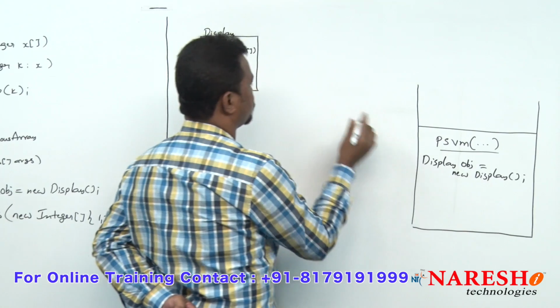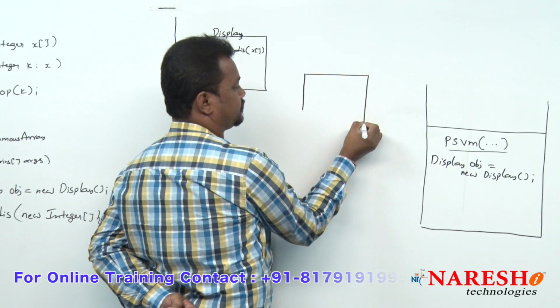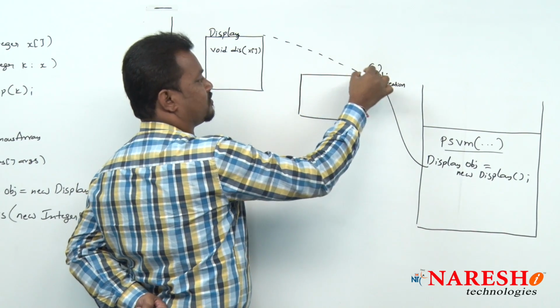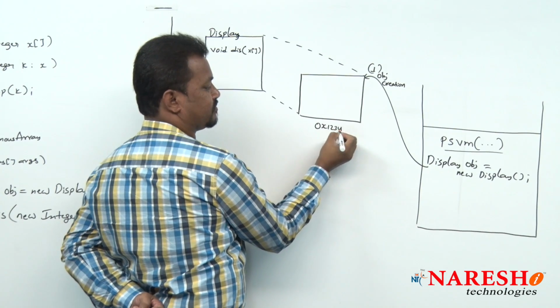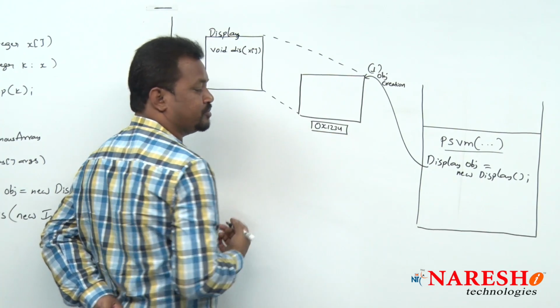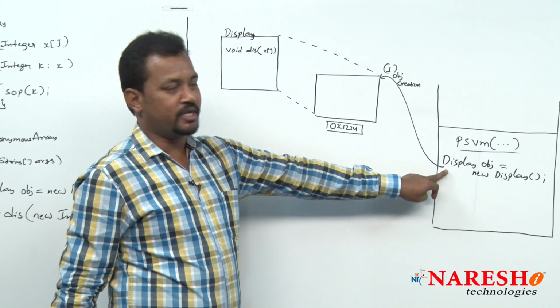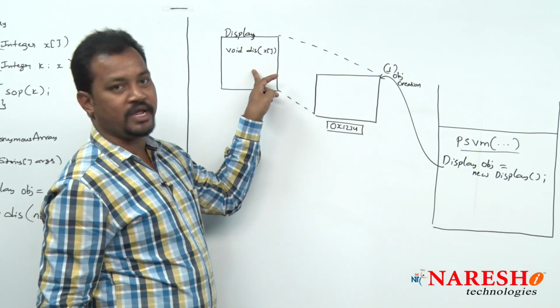This is object creation. Imagine the object is created here. The object is created for this class. Imagine the object has some reference. So display obj equal to new display is the object creation syntax. We are creating an object for this display class.